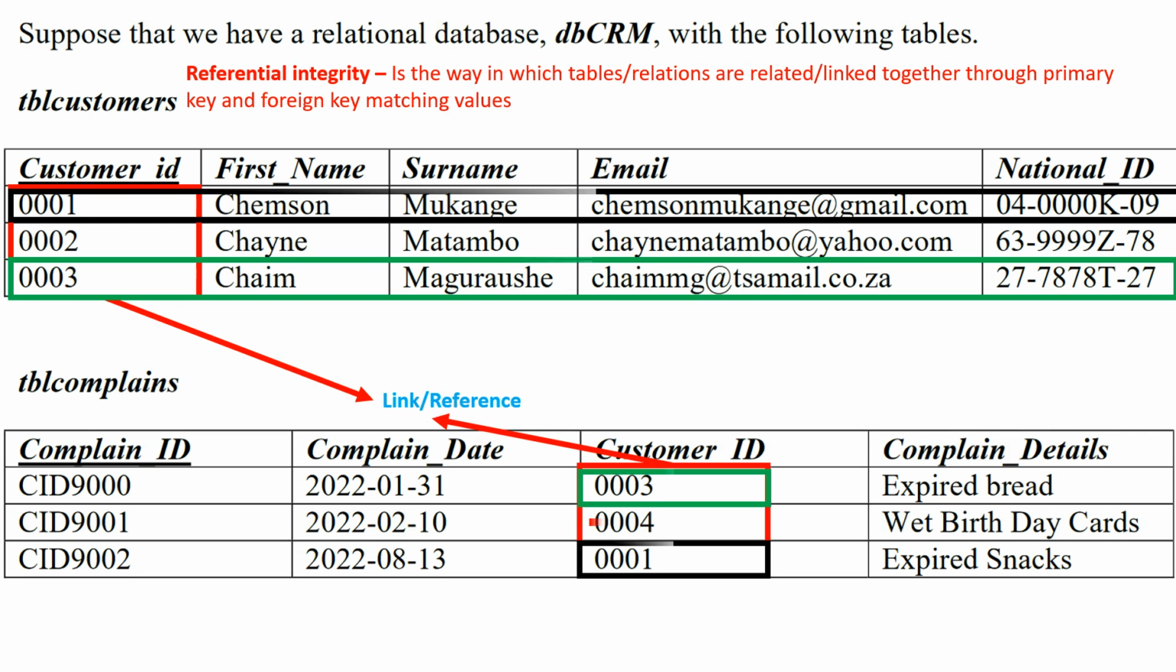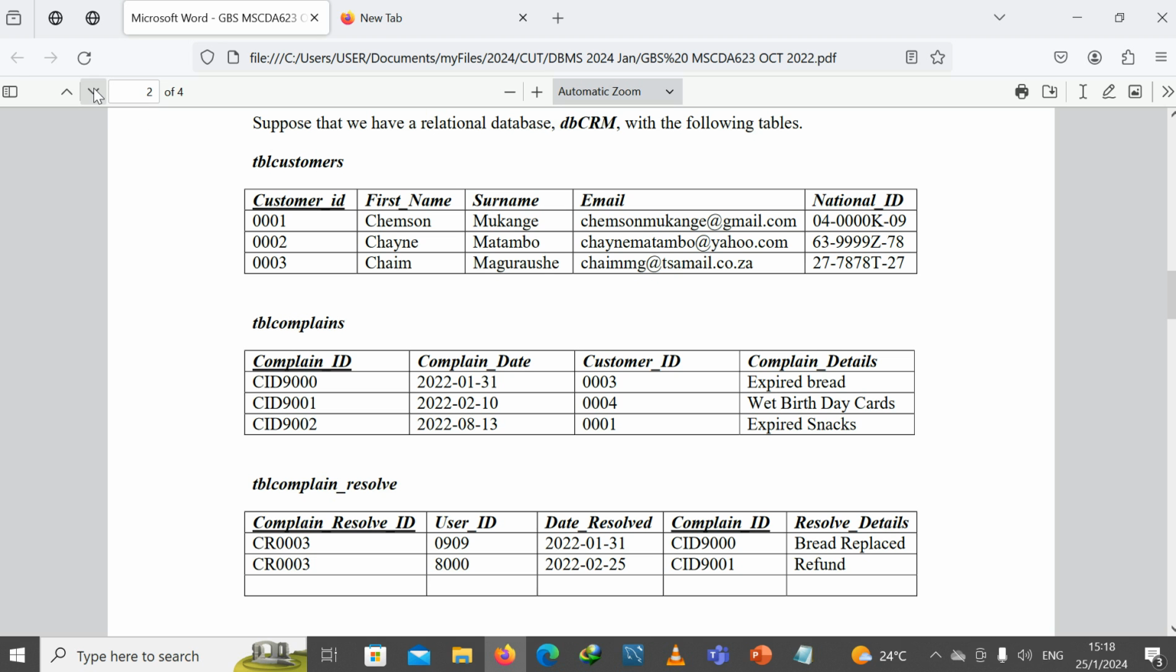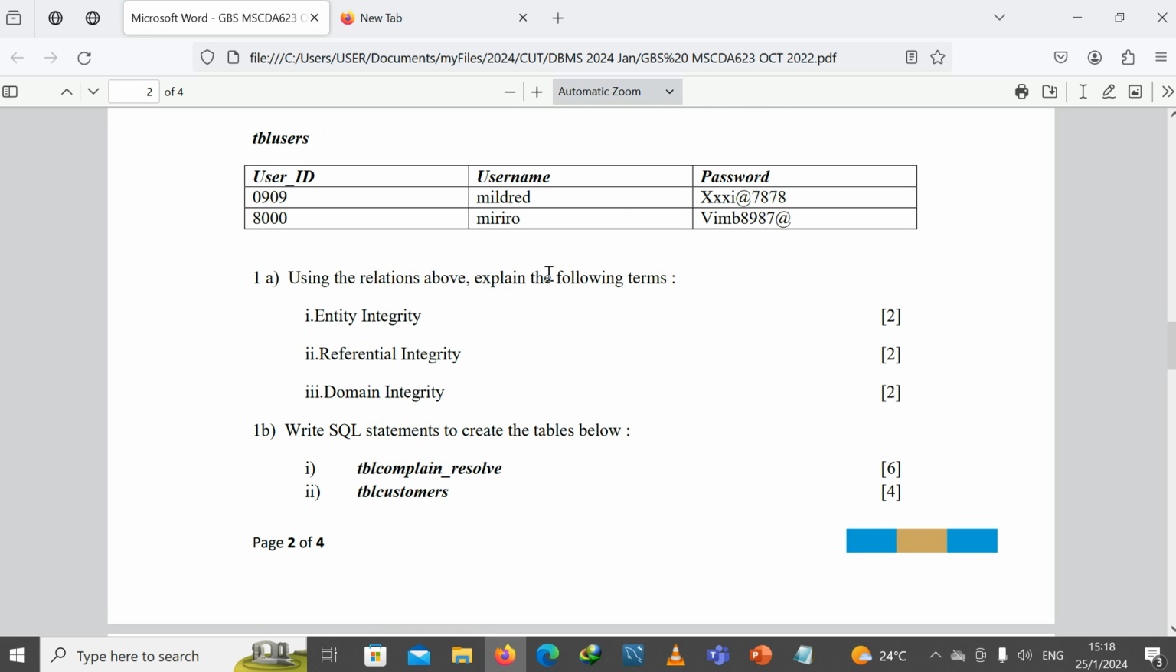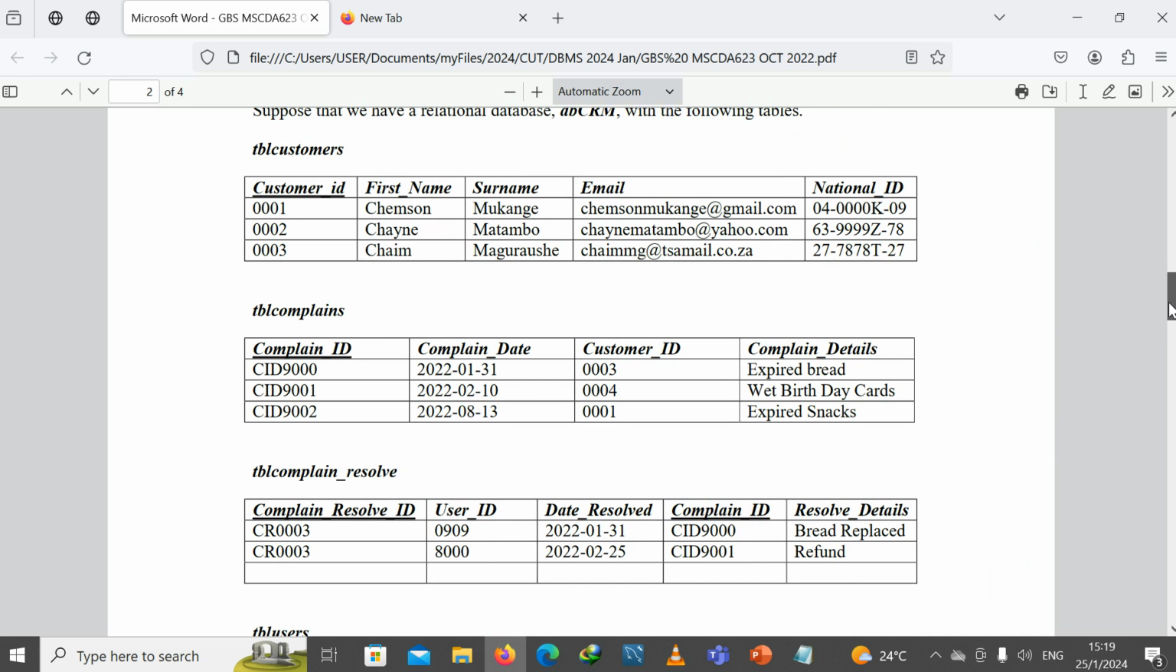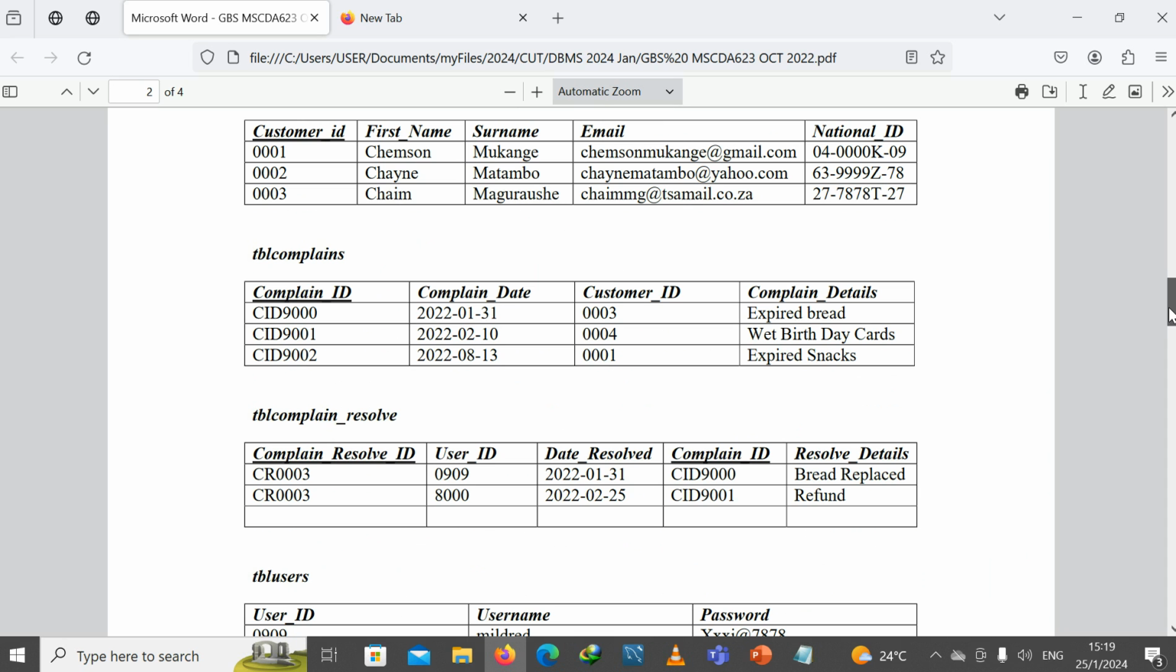Right, let's now look at our question here. The question is saying what? Using the relations above, explain the following terms. Now in your own words, we've talked about entity integrity. Give me your own answers in the comment section about question 1A item 1. Using the above relations, explain the following terms. So the relations above are these. You may pause if you want to make use of this part, and then give me your response.